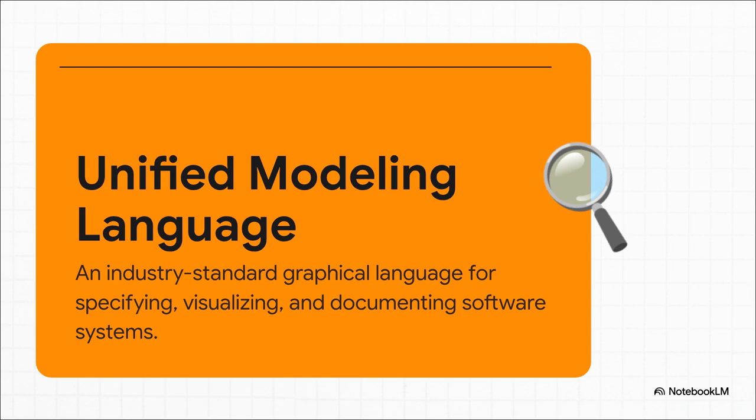So the Unified Modeling Language, or UML, is not a programming language. The best way to think of it is as a visual language, a shared set of symbols and diagrams that gives everybody a clear, non-negotiable way to design software. It's the industry standard blueprint.